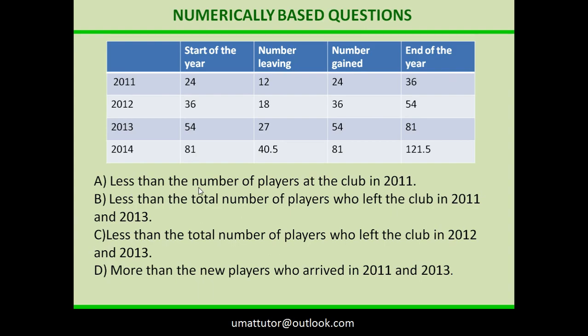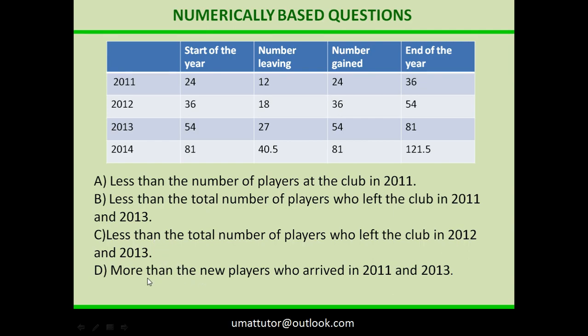Option B, less than the total number of players who left the club in 2011 and 13. So that is 12 plus 27, which is 39. So 40.5 is not less than 39, so that's incorrect too. Option C, less than the total number of players who left in 2012 and 13. So that would be 18 plus 27, which is 45, and 40.5 is less than 45. So therefore C is correct.